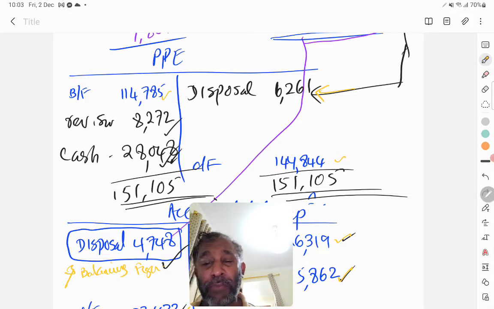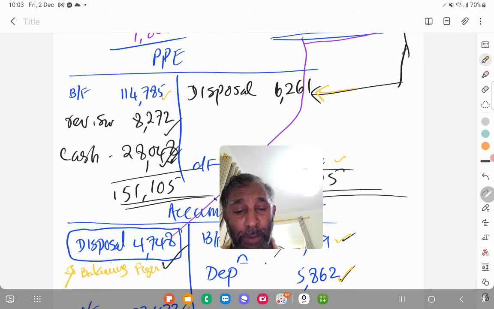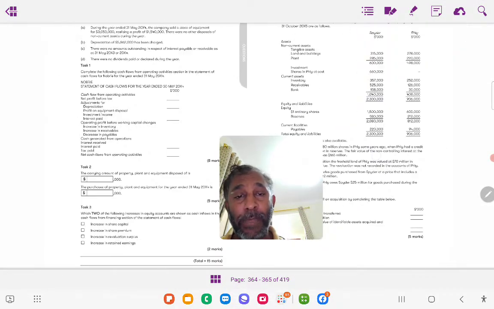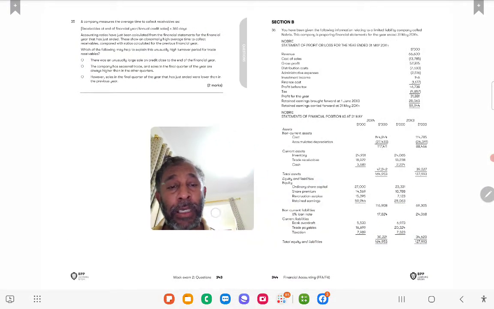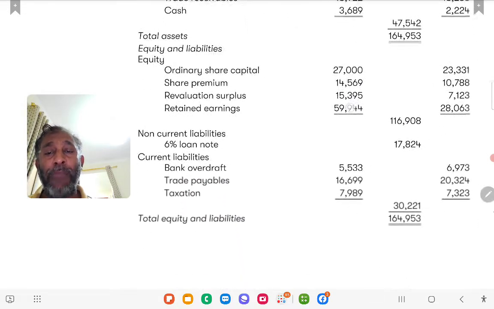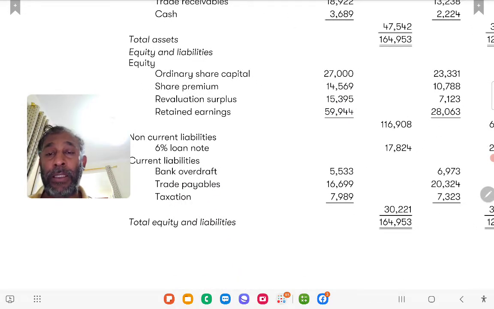Then before we complete this, please remember this step: always check the equity portion of your balance sheet, the statement of financial position. Under equity, you can clearly see a line item, revaluation surplus, meaning when you carry out a revaluation of any of your non-current assets and there is an increase, this number will change.